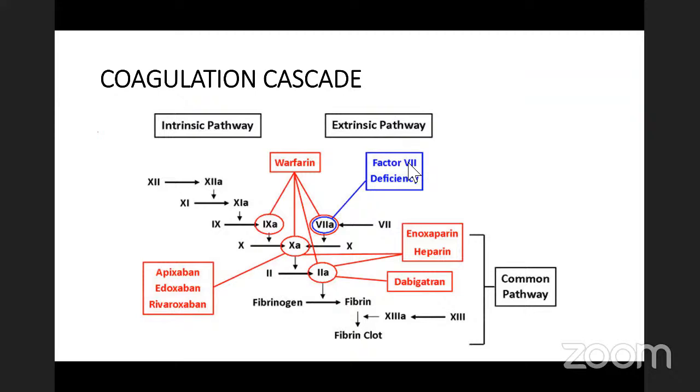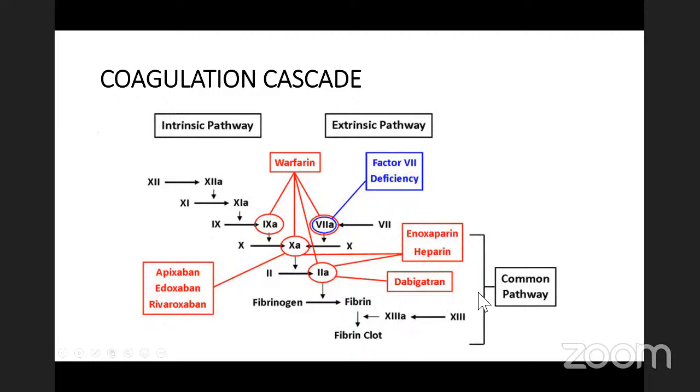Coming to the coagulation cascade, after tissue injury, the exposed collagen will start the intrinsic pathway, which activates factor 12A, which activates factor 11A, which activates factor 9A, which will activate factor 10A. Coming to the extrinsic pathway, the release of tissue factors will activate 7A, which will activate factor 10A. From factor 10A, it will form the common pathway. Factor 10A will activate prothrombin to thrombin, which will activate fibrinogen to fibrin, which will form a fibrin clot in the presence of stabilizing factors.